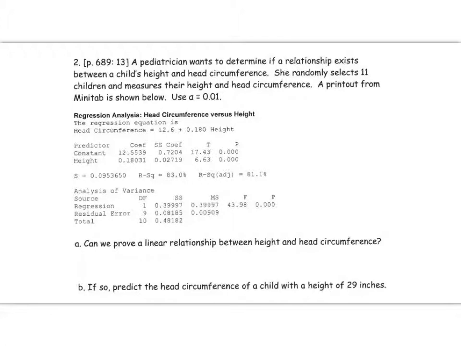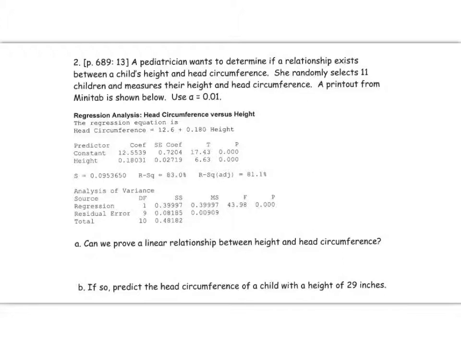All right, second example. A pediatrician wants to determine if a relationship exists between a child's height and head circumference. She randomly selects 11 children and measures their height and head circumference. So using the Minitab printout below, we're also going to use an alpha of 0.01.